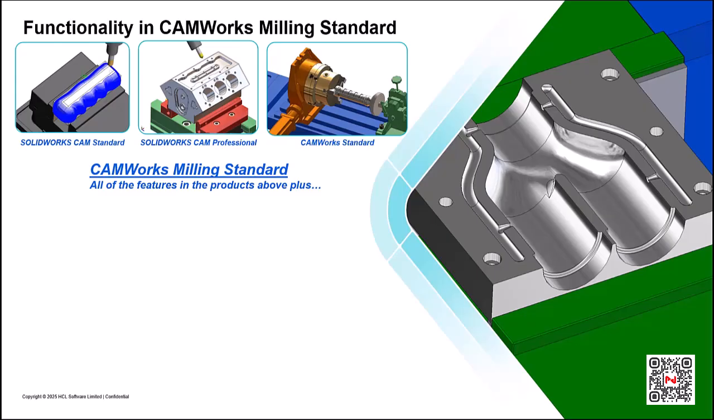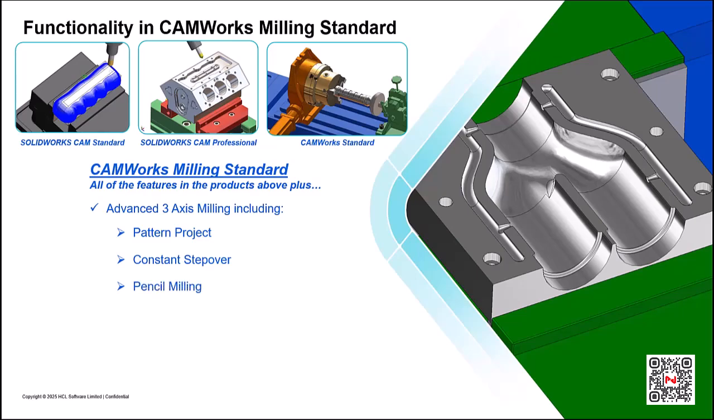The next product up for milling we call CAMWorks Milling Standard. CAMWorks Milling Standard includes all of the functionality in SOLIDWORKS CAM Standard, SOLIDWORKS CAM Professional, and CAMWorks Standard. And it adds advanced 3-axis milling cycles, including pattern project, constant stepover, pencil milling, curve project, and legacy rough and finish milling. These cycles are ideal for doing 3-axis surface machining.